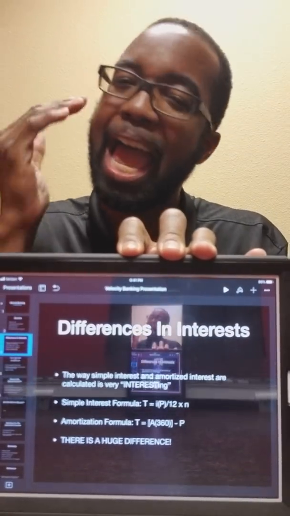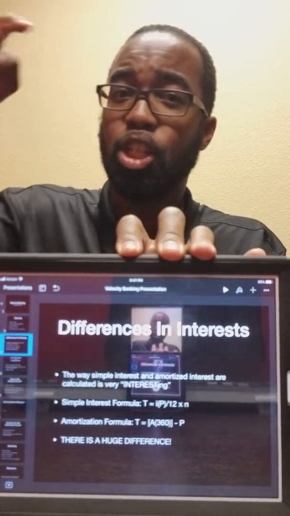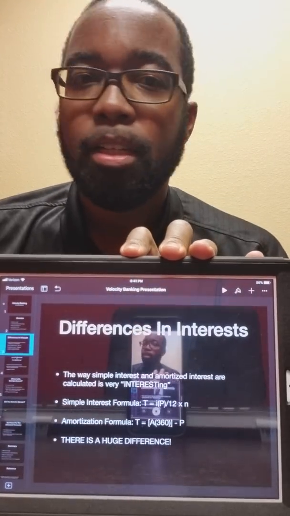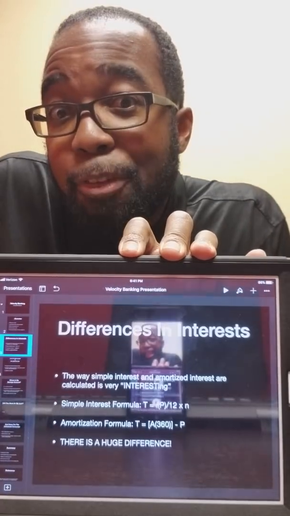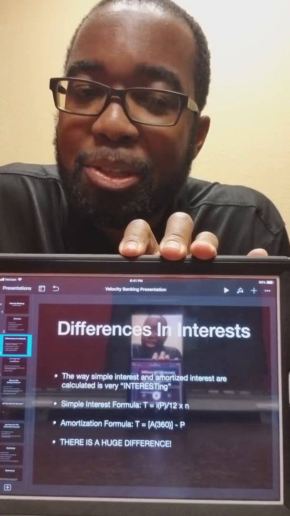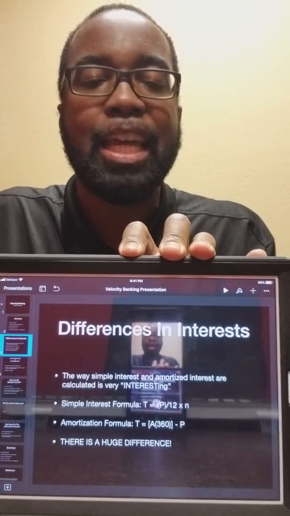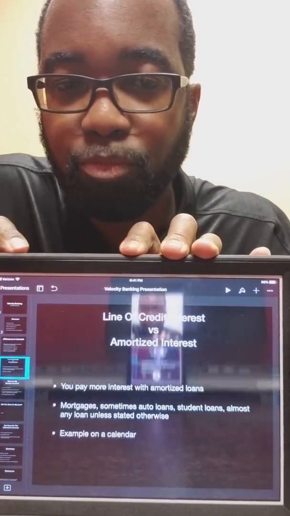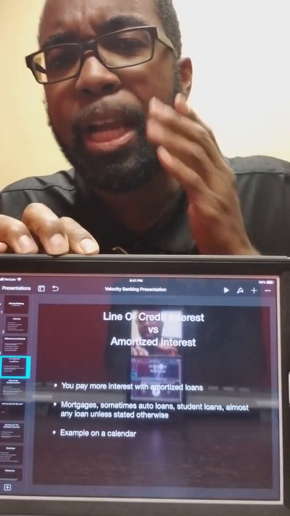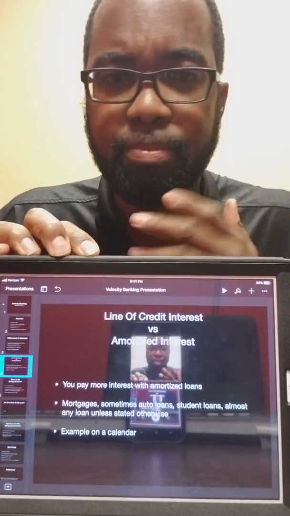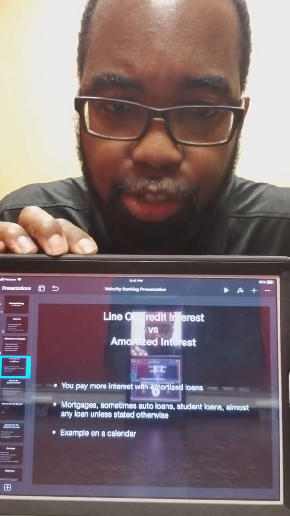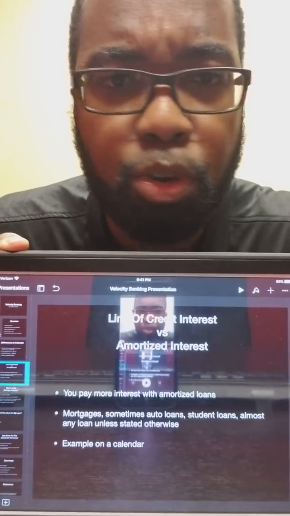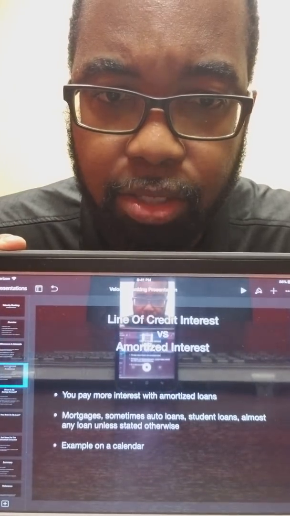So make sure you ask your banker, hey, is this loan going to be simple interest or is it going to be amortized? If they say amortized, try to get another loan. And if you have to get the amortized, go ahead and utilize this line of credit method in order to make sure that you don't pay that much interest in the future. So we're learning about the line of credit interest, simple interest, versus the amortized interest. You can actually pay more in interest with your amortized interest. That's all that means.